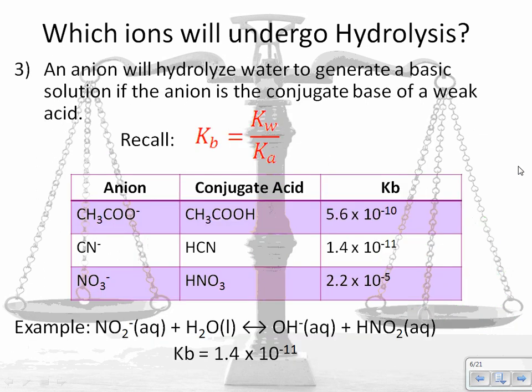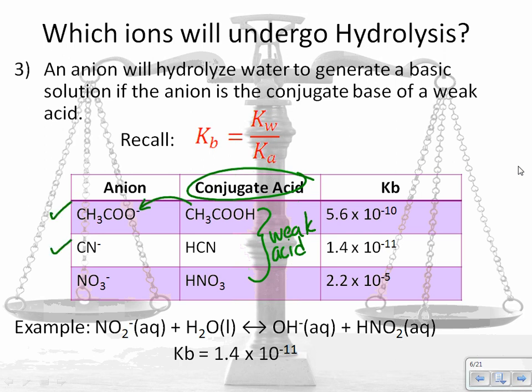Okay, rule number 3 is the first rule where you will undergo hydrolysis. A negative ion, or an anion, will hydrolyze water if it's the conjugate base of a weak acid. So now check out my column here. These are all weak acids. I can know that because I looked at the back of my textbook and I can get a Ka value. So when I look at my anion that goes along with it, these will all undergo hydrolysis.